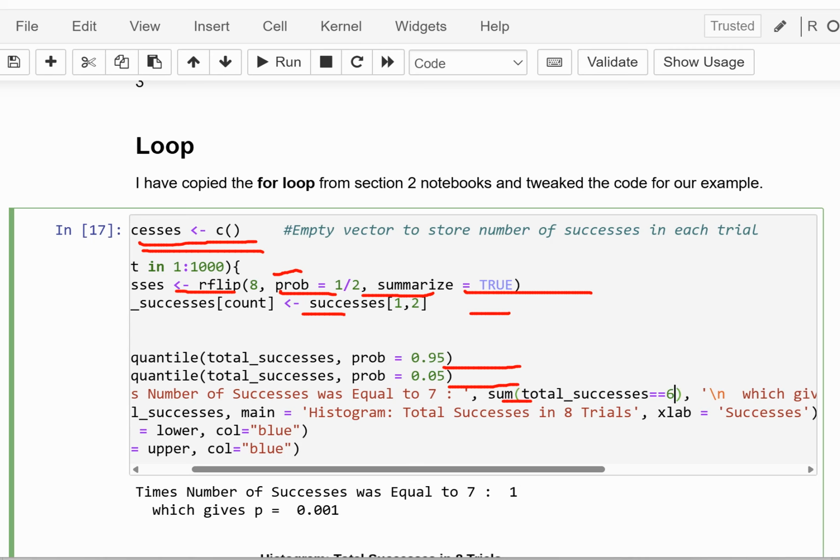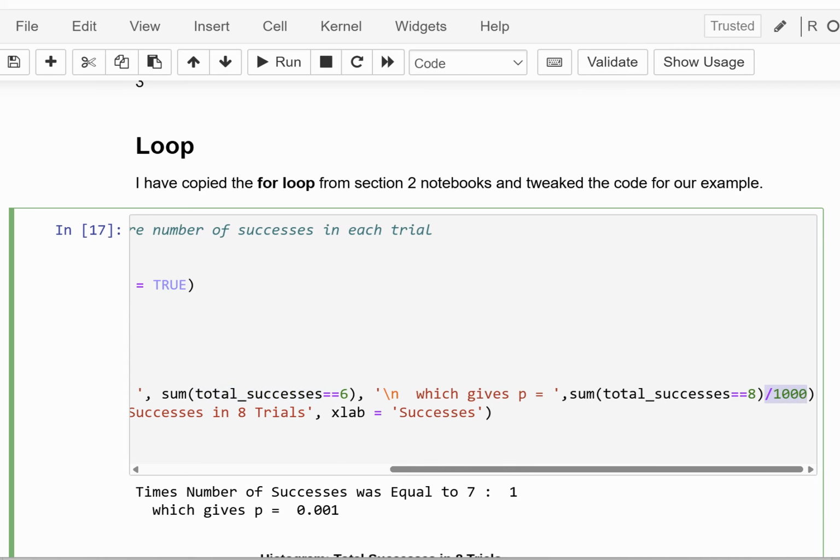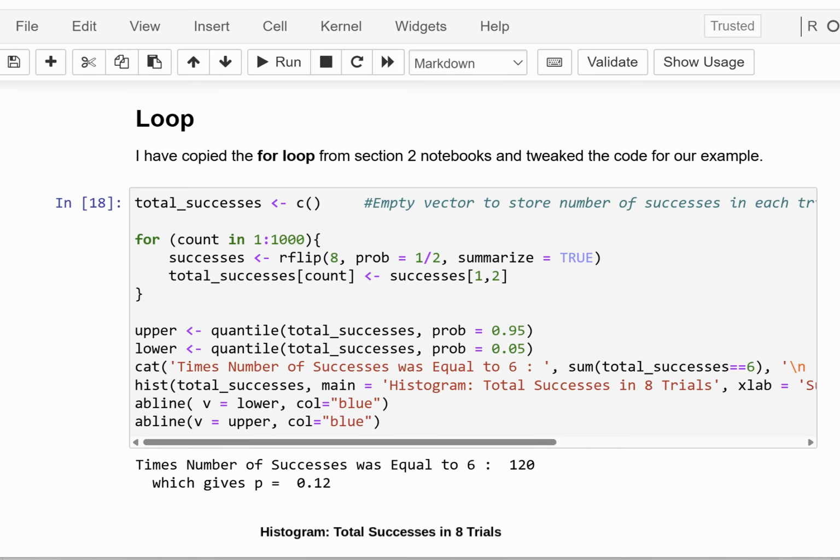So let's start with 6. Okay. And what are we doing? We're just counting the number of times there was a 6. And then what are we doing? We're dividing it by the number of trials. So we have the total number of successes, and then we're doing the total number of successes divided by 1,000 to get a p-value. Then we're creating this histogram based on the total successes. We're drawing blue lines again at the 5th and 95th percentile and run it.